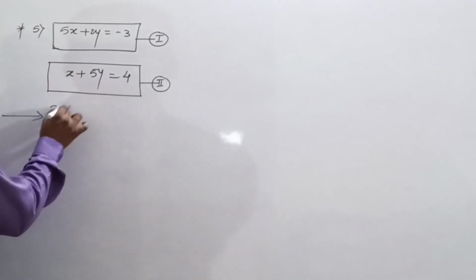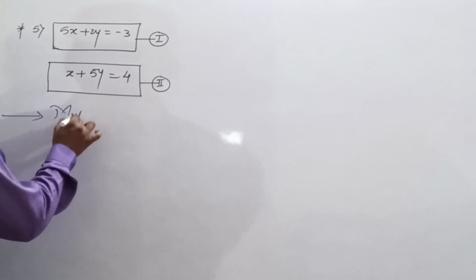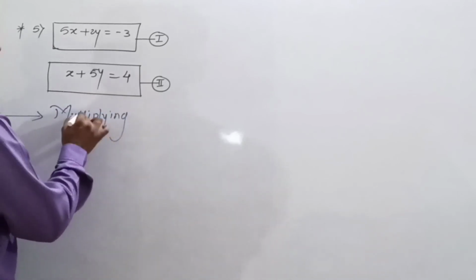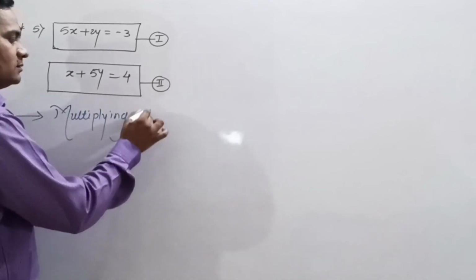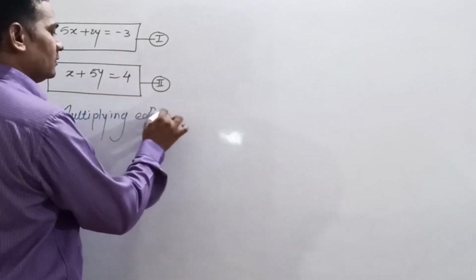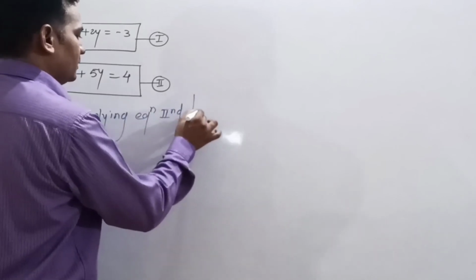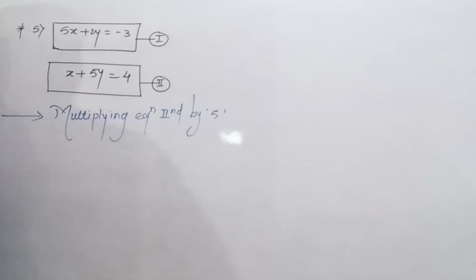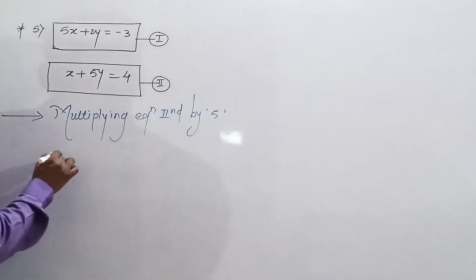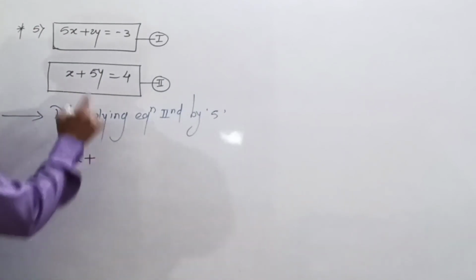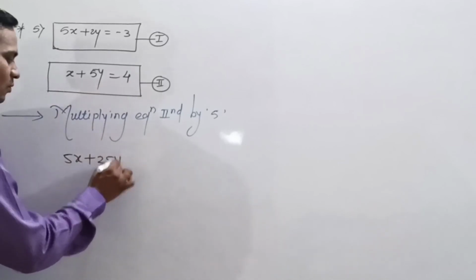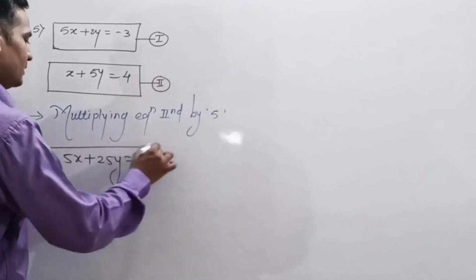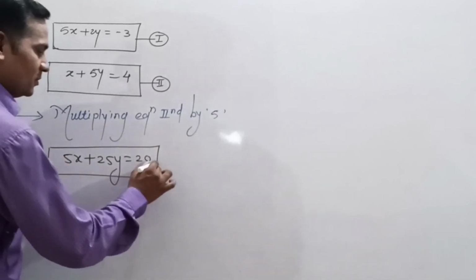So let's multiply equation number second. So multiplying equation second by 5. Okay, so that will be 5x plus 25y is equal to 20. 4 5s are 20. So this is equation number third now.